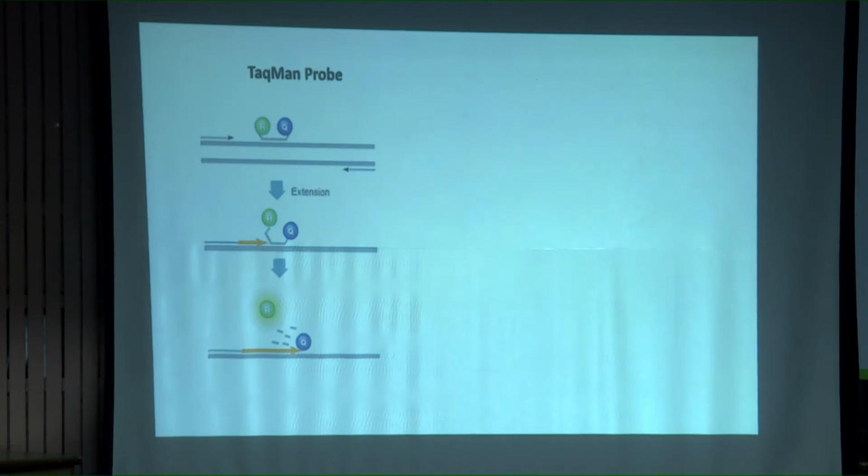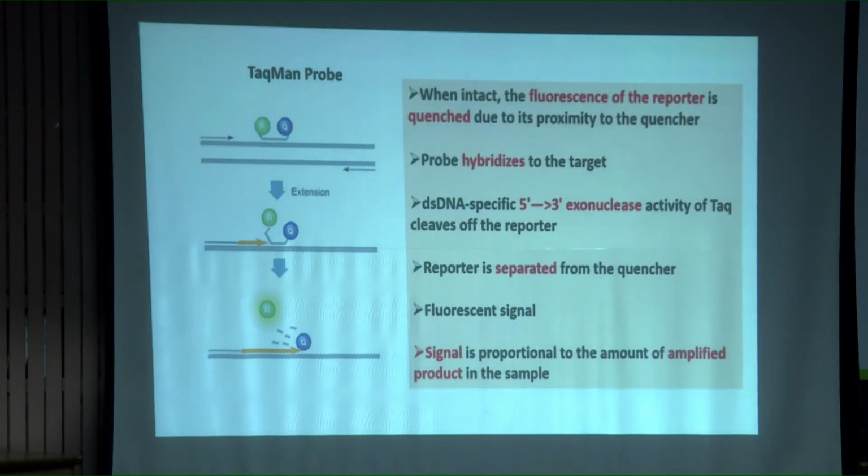The most important enzyme is now in operation. What is that? Polymerase. So now double-stranded DNA is converted into single-stranded, and you have the probe already bound, and you have the primers. When intact, the fluorescence of the reporter is quenched due to its close proximity to the quencher. This is the most important point. Don't miss this point. It addresses why there is no ground-level fluorescence before amplification starts.